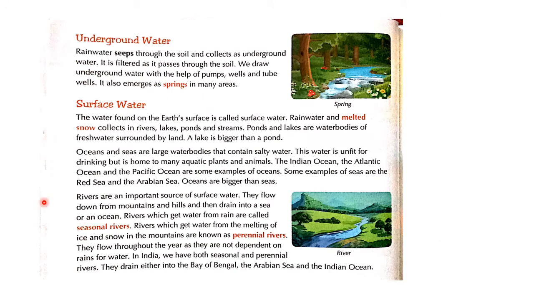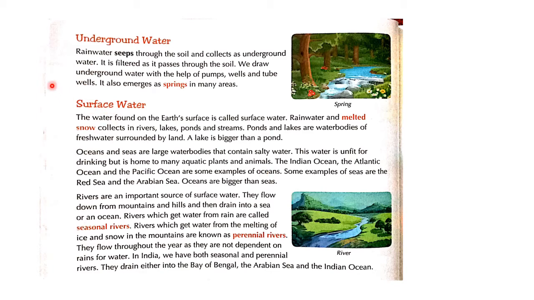Here we will see first is underground water. What is underground water? Rainwater seeps through the soil and collects as underground water. It is filtered as it passes through the soil. We draw underground water with the help of pumps, wells and tube wells. It also emerges as springs in many areas.